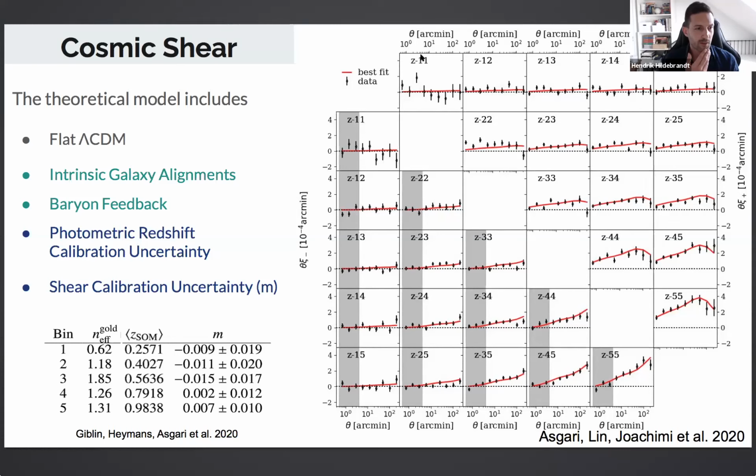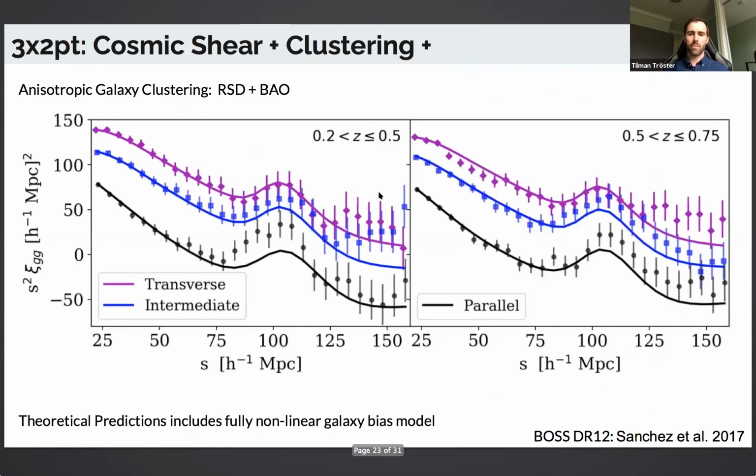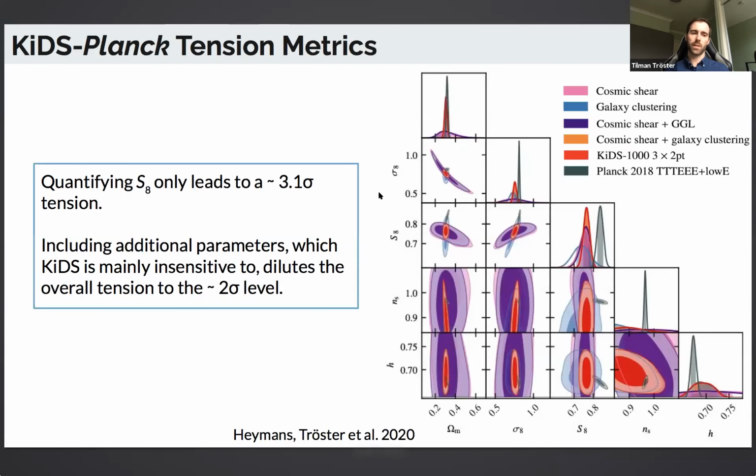Right, we have another question for Tilman from Carlos Frank. What were those unconstrained parameters that reduced the tension to 2.1 sigma? Right, so the parameters that we sample in are omega_c h squared, omega_b h squared, h, n_s and S8. So that's the sample parameter space. The parameters that are basically unconstrained are the baryon density, and n_s. We have some constraints on omega_c and omega_m, but those agree quite well with Planck.